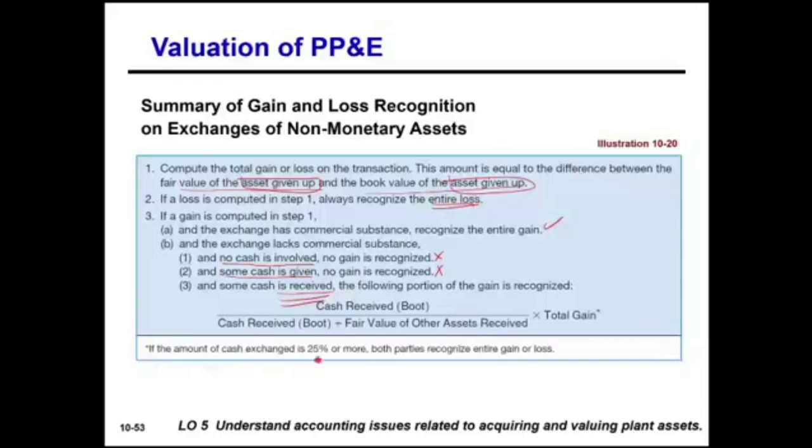Now remember, if the amount of the cash exceeds 25% or more, both parties recognize the entire gain or the entire loss. Once the 25% amount of cash is involved, what we are assuming here is it's a true transaction if they are exchanging cash. Therefore, we assume it has a commercial substance.